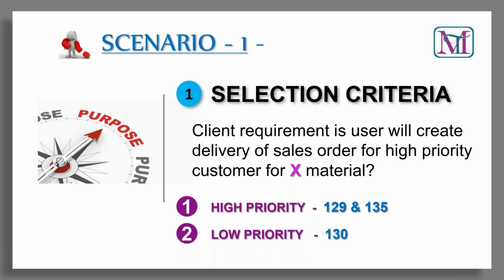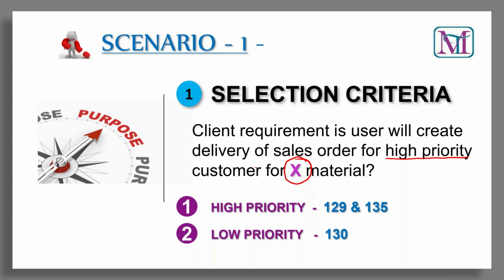The client requirement is that the user will create delivery of sales order for high priority customer for X material. So here we have two conditions: one is high priority and another is X material. Why? Because the stock of X material is less. So first we will serve the high priority customer, because the high priority customer is our high valued customer. If any stock is left over, then we'll distribute it to low priority customers.